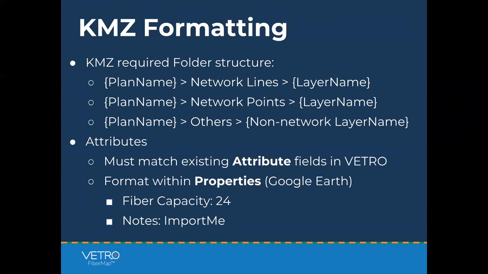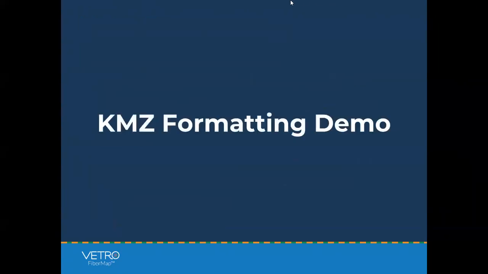We also want to make sure that our attributes within the KMZ are matching those in VETRO. And this is where the template comes in. For example, we do want to ensure that we are formatting our properties in Google Earth correctly. So we need to make sure that if we're importing fiber capacity, we're doing that as fiber capacity : space number. Same thing with notes here. I'm going to go ahead and jump over to Google Earth really quick.